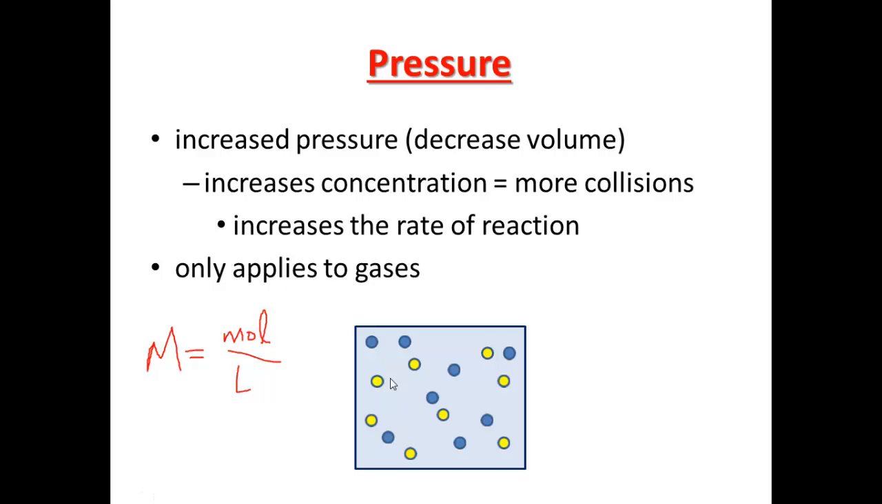So that's really increasing the concentration. Remember, molarity equals moles divided by liters. And if we take a liter of gas and put it into a half liter, this liter right here is going to get smaller. Well, if it gets smaller, we're going to be dividing by a smaller number, so this big M goes up. So that's like increasing the concentration. Again, if we increase the concentration, there's going to be more collisions, which is going to increase the rate of reaction. Now, one thing that's important to remember is that this only applies to gases. Not liquids or solids, only gases.